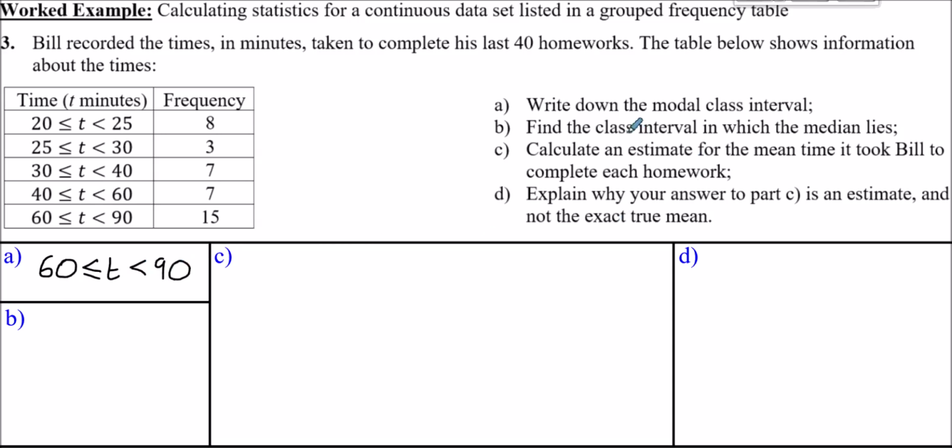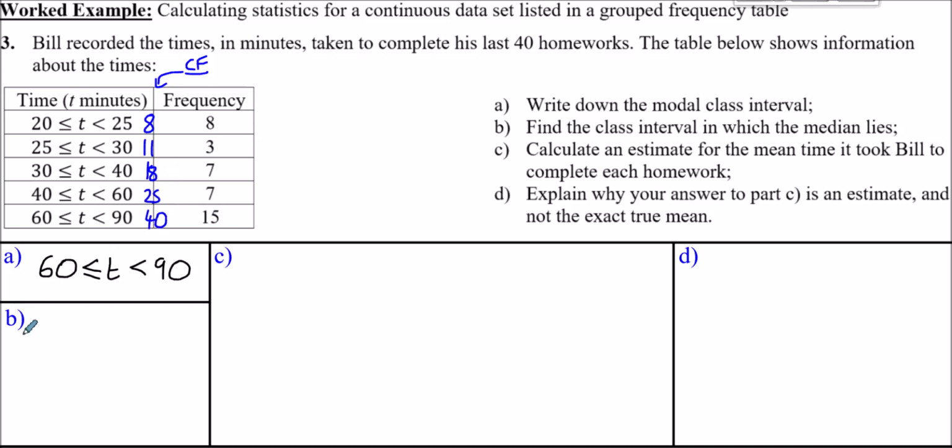For part B, we need to find the class interval in which the median lies. This is exactly the same idea as a previous worked example. So what I'm going to suggest we do, again, is a running total of cumulative frequencies. So the first one is 8. 8 plus 3 is 11. 11 plus 7 is 18. 18 plus 7 is 25. 25 plus 15 is 40.